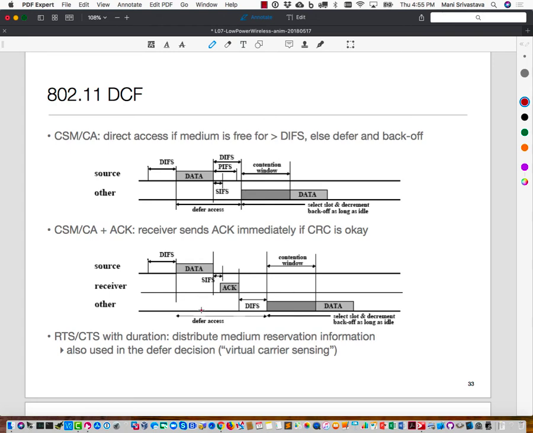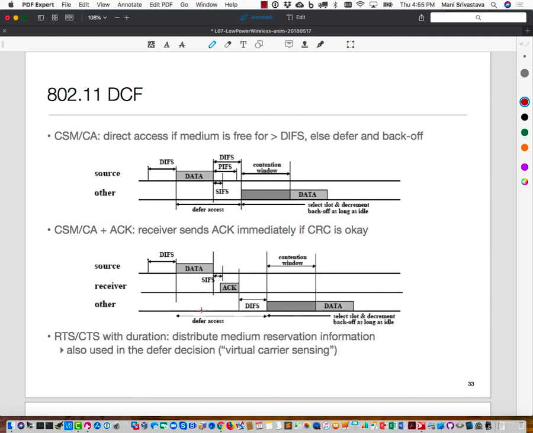The problem is wireless links tend to be pretty flaky, and so usually for performance reasons, it's a good idea to have ACKs, particularly if you're sending long packets, because longer the packet, higher the probability that it is going to suffer from an error. So we saw this thing, but in this case, we didn't talk at all about what's happening to the receiver.